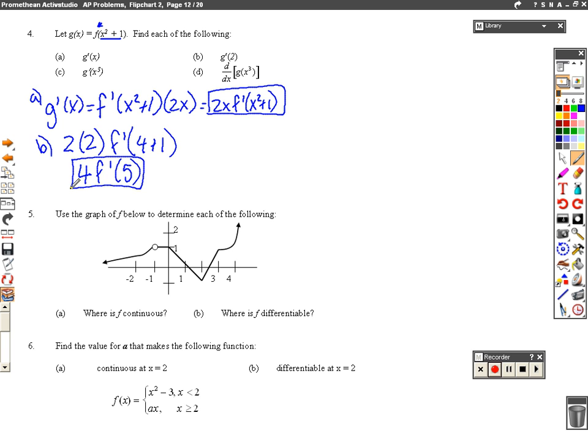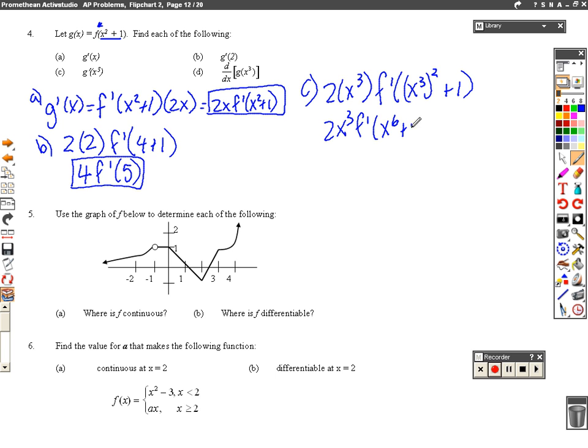All right, part C. It's really similar to part B, except now they want us to take the derivative and evaluate it at x cubed. So once again, all these x's will now become x cubed. So we've got 2 times x cubed, f prime of x cubed squared plus 1. Don't forget your exponent rules here. If you're squaring a cube, that means you multiply these. So it's x to the 6th plus 1.